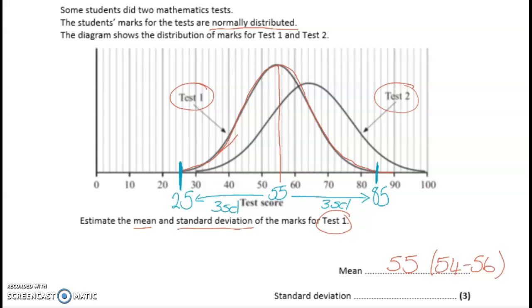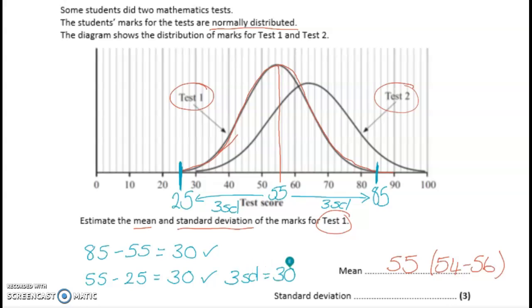I need to work out the difference between 85 and 55, or between 55 and 25. They should be the same, which they are. That means that 3 standard deviations equals 30. So 1 standard deviation must be 10. 1 mark for the mean, 2 marks for the standard deviation.